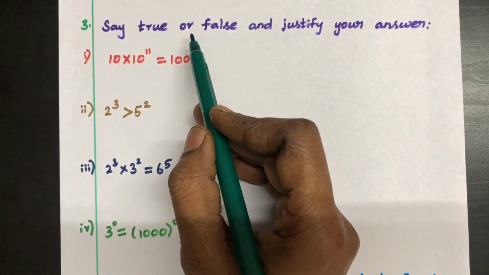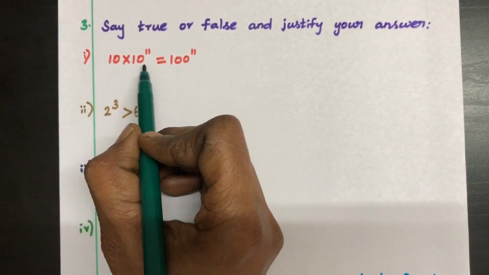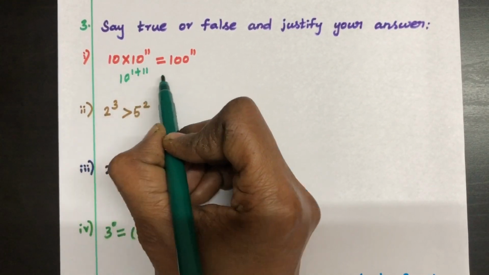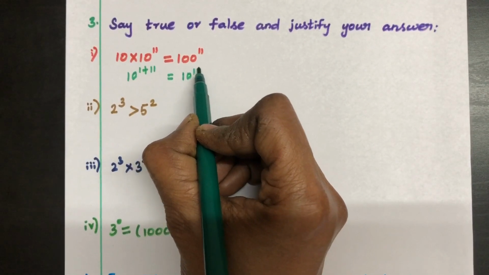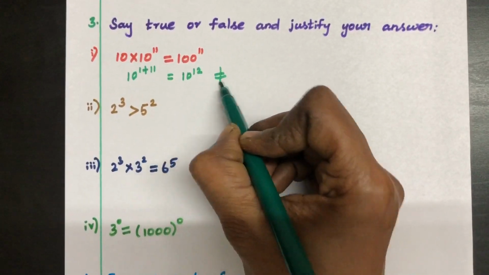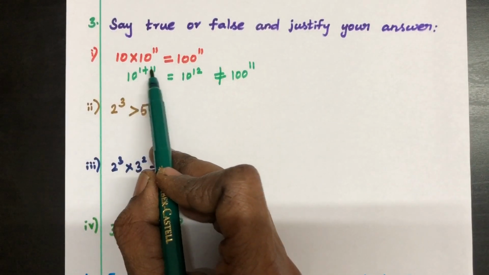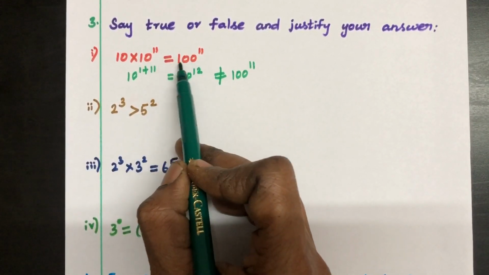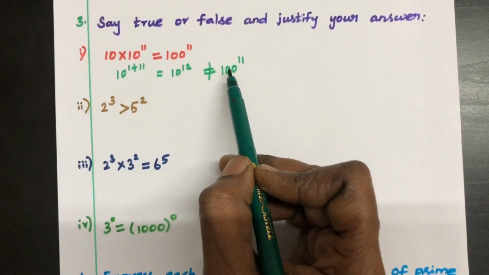Third question. Say true or false and justify your answer. See, 10 into 10 power 11. If the bases are equal, we can add the powers, right? This is equal to 10 power 12 only. So it is not equal to 100 power 11. 10 power 1 plus 11 is 10 power 12. But in the answer they have given it as 100 power 11. It is not 100 power 11.